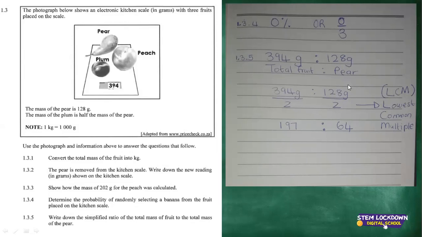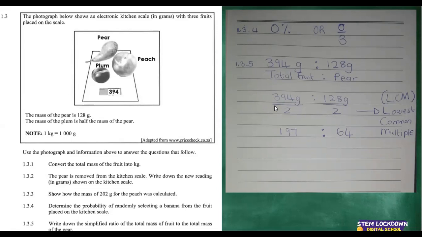You cannot simply decide to write the ratio of the pear first and then the fruit. No, we write fruit to pear because that's important. That will count towards your marks. Should you write it the other way around, you'd get fewer marks than you were supposed to get. You could even write the correct numbers, but because the ratio is in a different order, it would be wrong. That's why I've written here 394 is to 128 grams. On the left, it's the total mass of the fruit, and on the right is the mass of the pear.